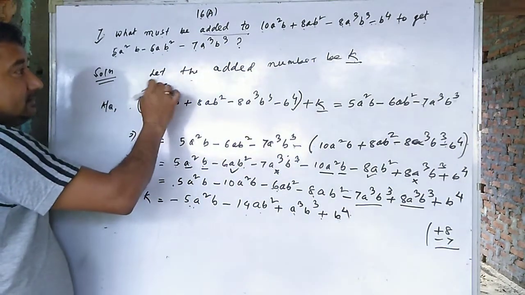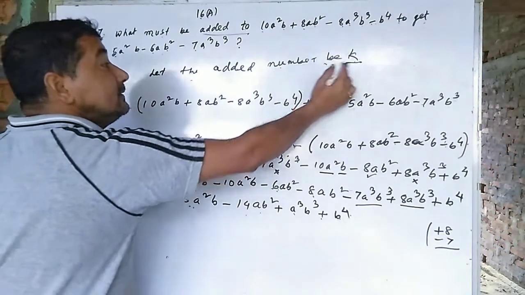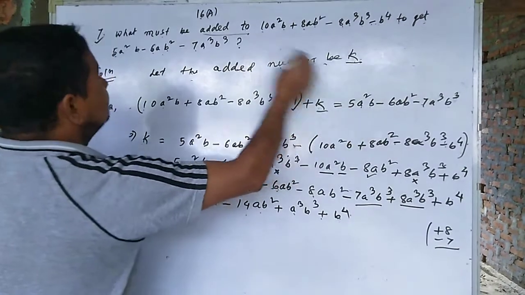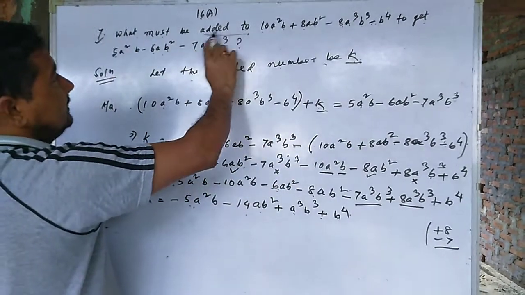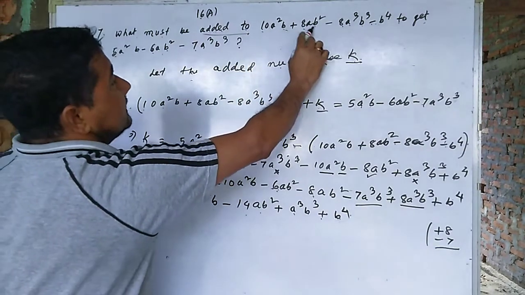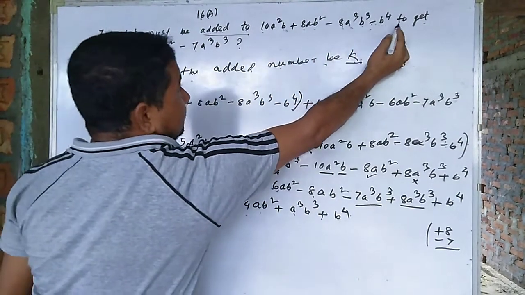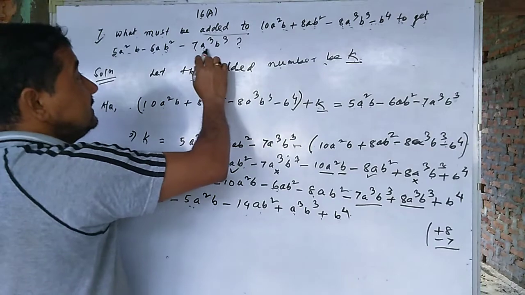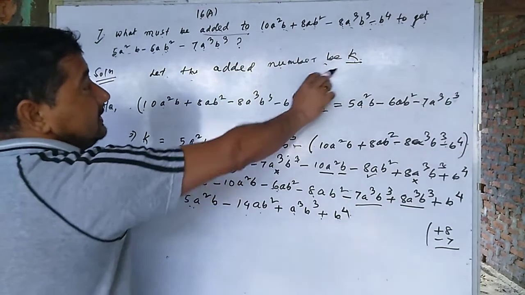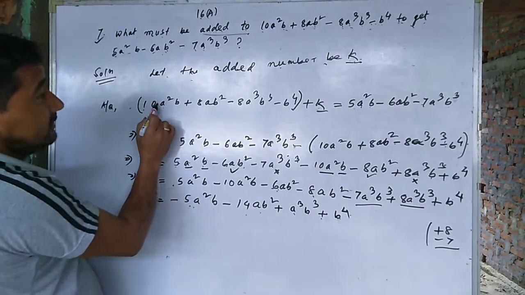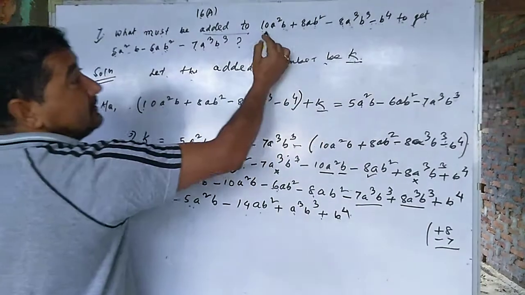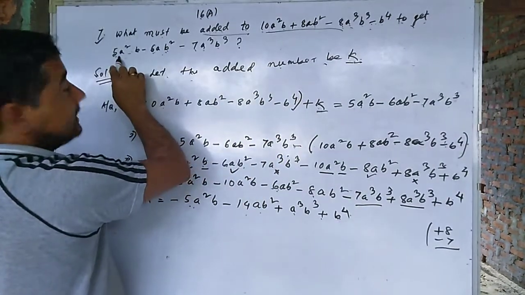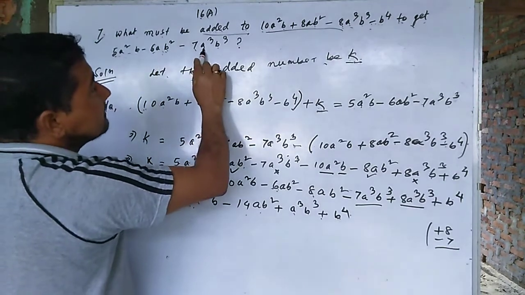Let me explain once again. Let the number be k. According to the question, you have to add this to 10a square b plus 8ab square minus 8a cube b cube minus b to the power 4 to get 5a square b minus 6ab square minus 7a cube b cube. Let the added number be k. Then we get 5a square b minus 6ab square minus 7a cube b cube.